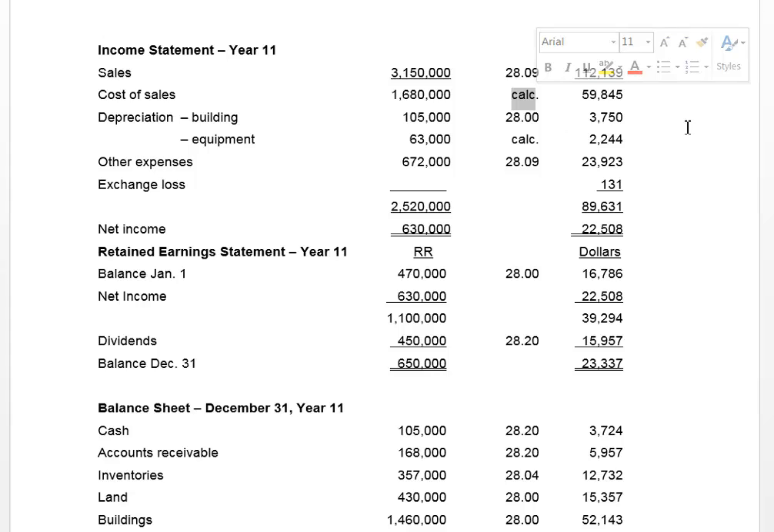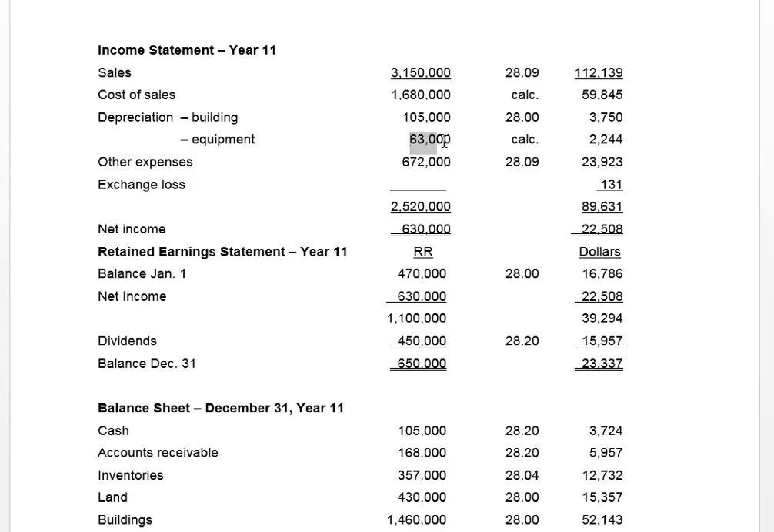You remember, cost of goods sold was made up of three different rates, so we can't point to one. I just put CALC for calculated because we used a bunch of different rates. One rate was the rate for beginning inventory, and one was the rate for ending inventory. Don't forget, for non-monetary items like inventory, we're going to be using the historical rate, which is the rate in effect at the date they were purchased. Purchases, you'll remember, were translated at the average rate because we didn't have a historical rate. So we used three different rates, and you'll recall we came up with 59,845.